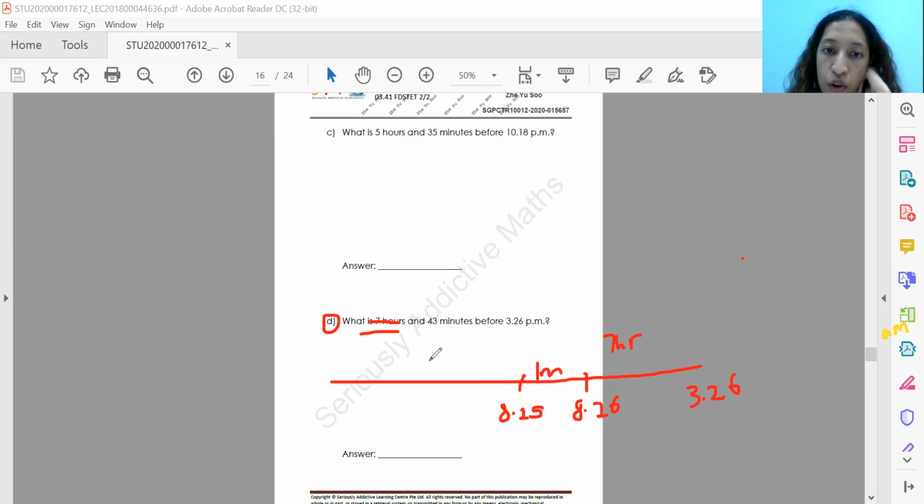Now, let me do 40 minutes. So 40 minutes prior to 8:25 is 8 fingers out because 5, 10, 15, 20, 25, 30, 35, 40. Hence 8 fingers out. So 8:25, 8:20, 8:15, 8:10, 8:05, 8 o'clock, 7:55. Okay, so let me just put here 3:26 p.m.